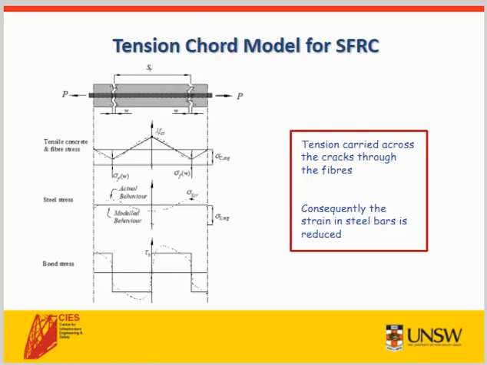When describing the tension stiffening behaviour of reinforced concrete, it's hard to go past the tension chord model out of ETH Zurich. In this study, we modified the original tension chord model to include the beneficial effect of the fibres. And essentially what this means is that the tension is carried across the cracks through the fibres, and consequently the strain in the steel bar is less than what it would be if the fibres weren't there.